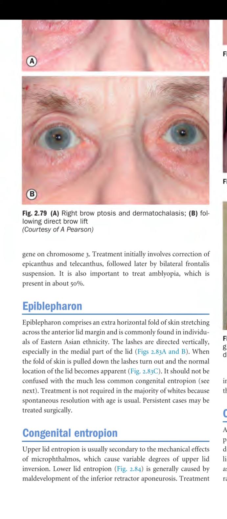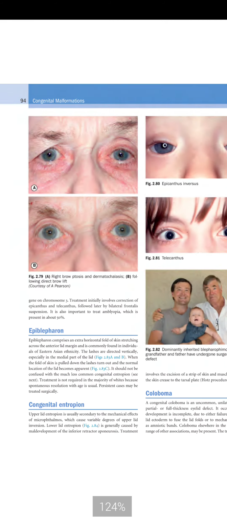Epiblepharon. Epiblepharon comprises an extra horizontal fold of skin stretching across the anterior lid margin and is commonly found in individuals of East Asian ethnicity. The lashes are directed vertically, especially in the medial part of the lid. When the fold of skin is pulled down, the lashes turn out and the normal location of the lid margin becomes apparent. It should not be confused with the much less common congenital entropion. Treatment is not required in the majority of cases because spontaneous resolution occurs with age. Persistent cases may be treated surgically.